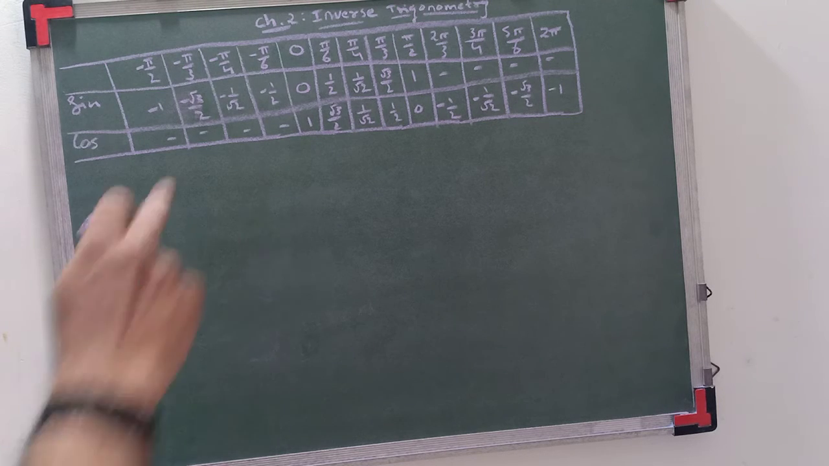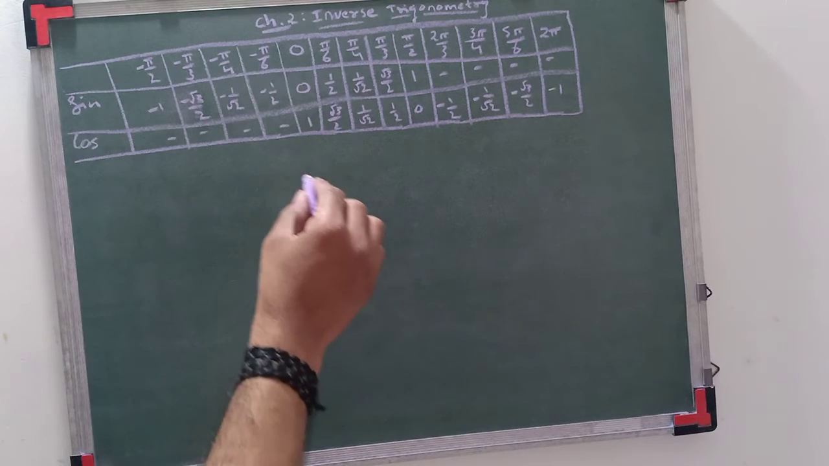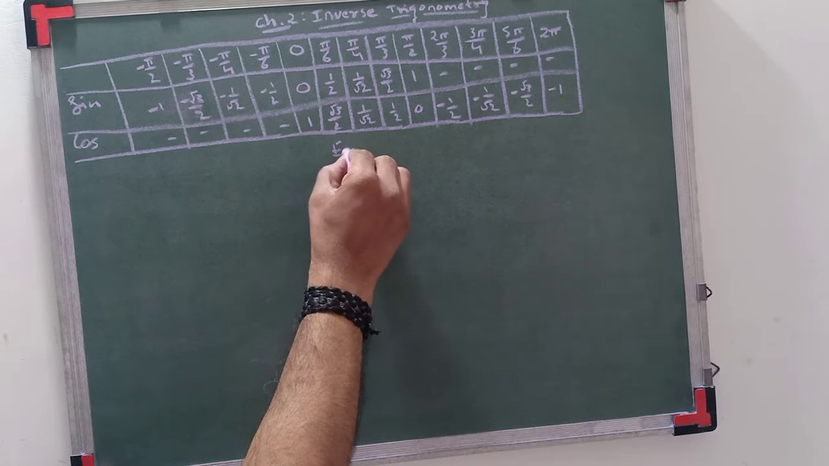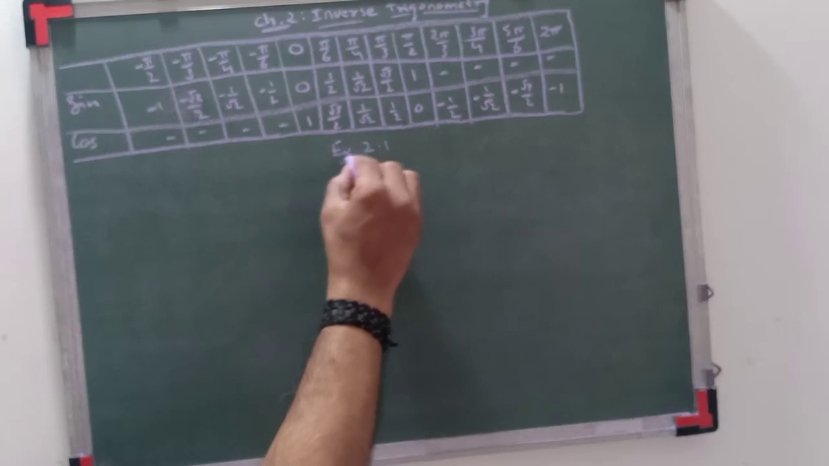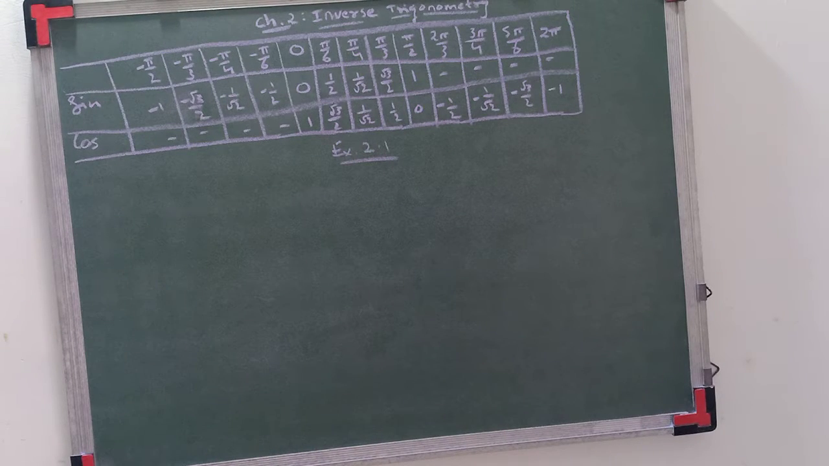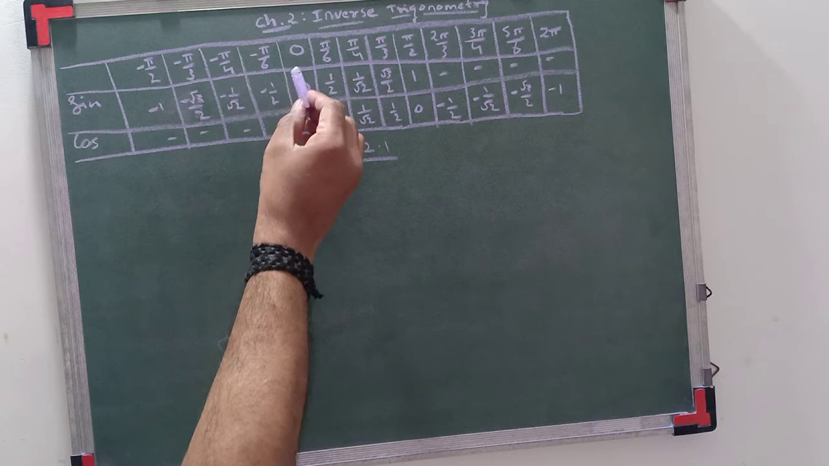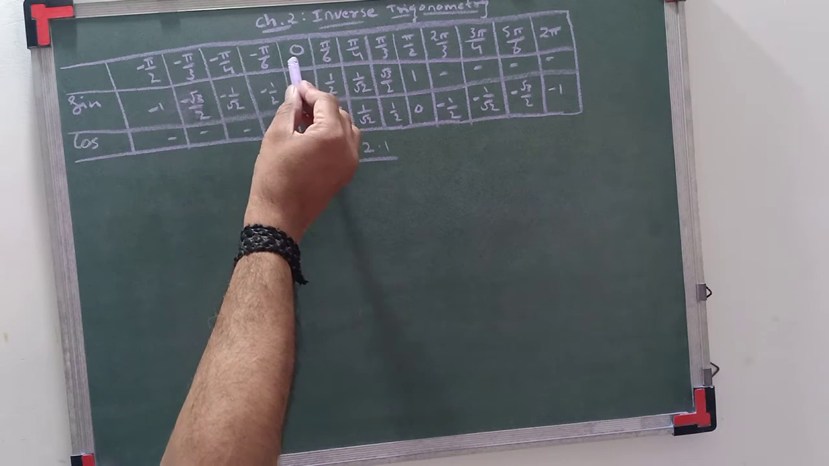Chapter 2 Inverse Trigonometry Exercise 2.1. Before exercise 2.1 we should know this table. What is the table? Which we have already studied in 10th standard.